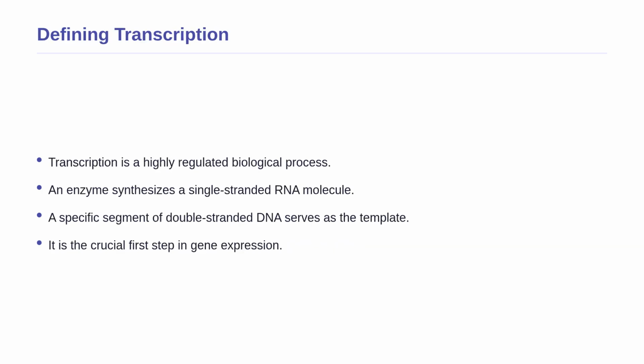Now that we have our analogy, let us look at the formal biological definition. Transcription is defined as the highly regulated process by which an enzyme synthesizes a single-stranded RNA molecule using a specific segment of double-stranded DNA as a template. This is not just a random copying event. It is the crucial first step in expressing a gene. By creating this RNA copy, the cell ensures that the original genetic blueprint remains completely safe and untouched inside the nucleus, while the rest of the cell gets the exact instructions it needs to build essential proteins.